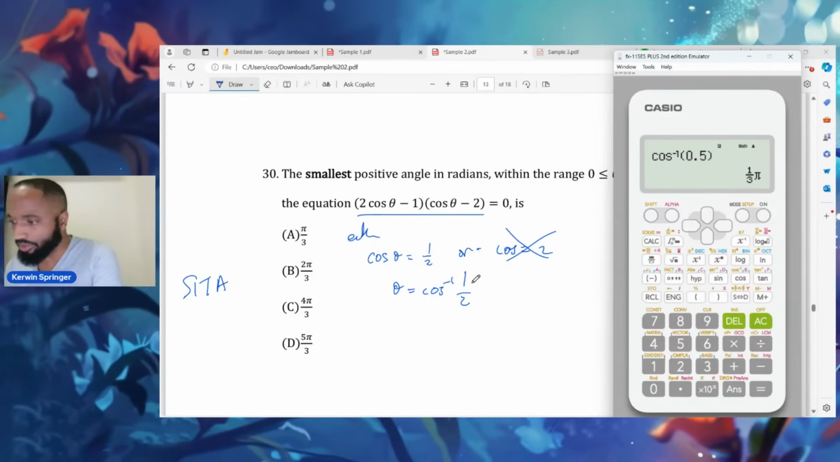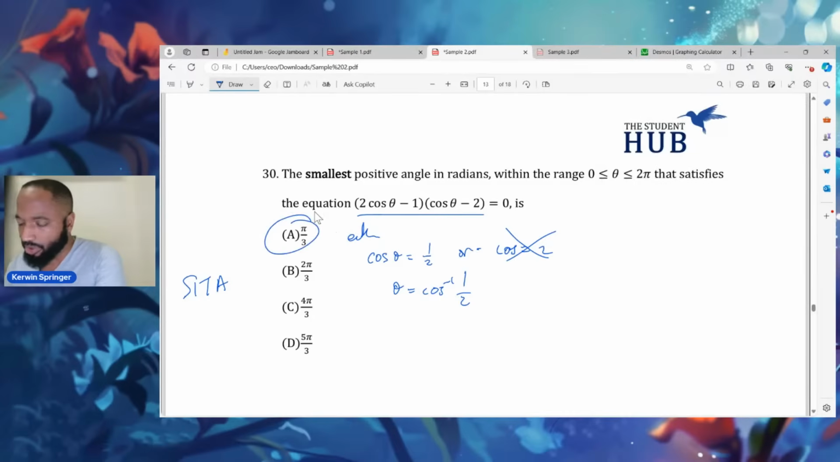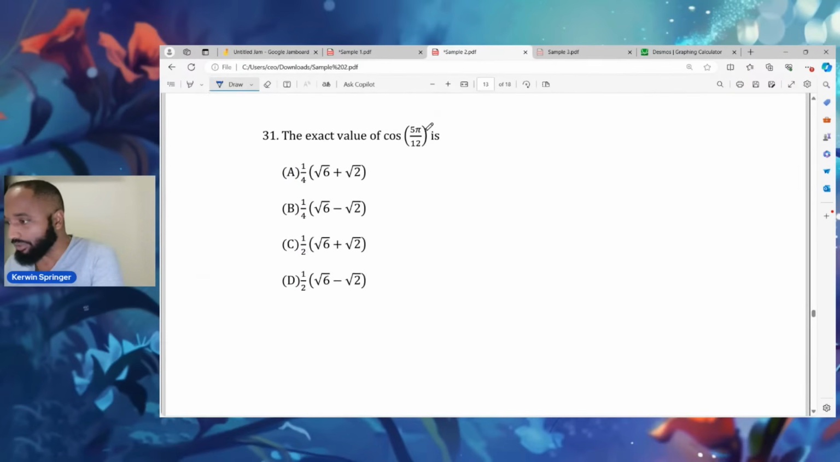Pi and 3, pi and 3. Pi and 3 is the smallest man there anyhow. I can double check if pi and 3 would work in this by substituting it back. The exact value of, well, you can put that in your calculator to be honest.